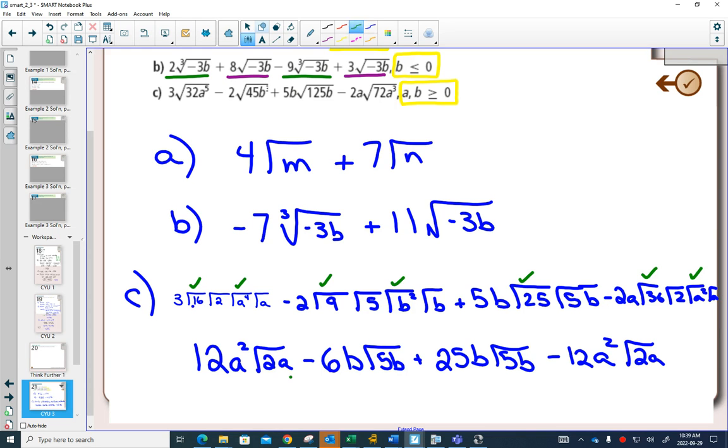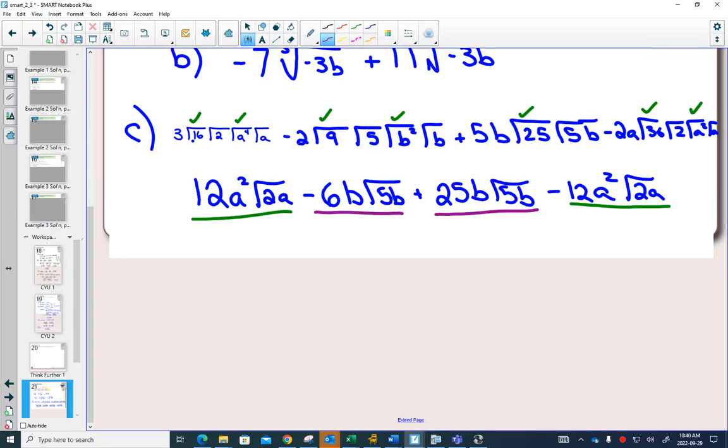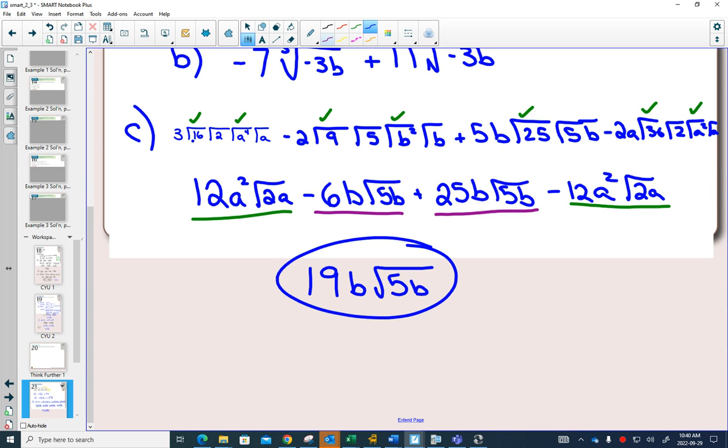Color coding this, can you see that this one and this one are alike? And this one and this one are alike. And the green ones that are alike are so much alike, they're identical, and one subtracting the other, that's going to be 0. So all we're going to be left with is we have minus 6 of these plus 25 will give me 19 of them as a final answer.